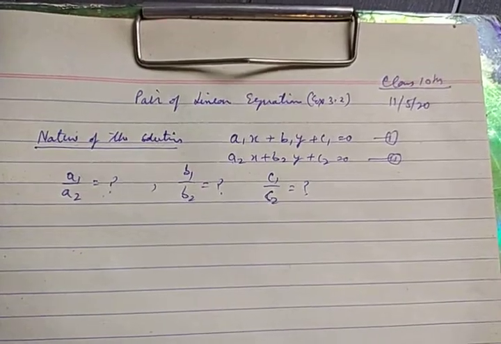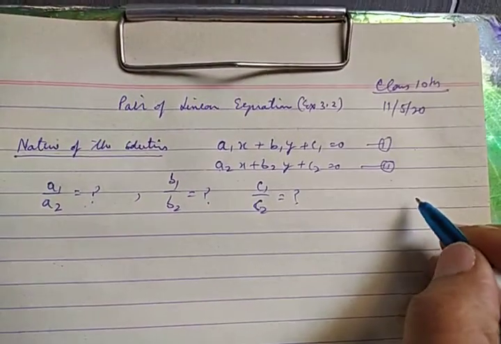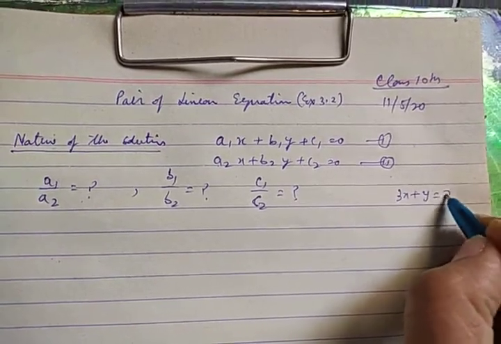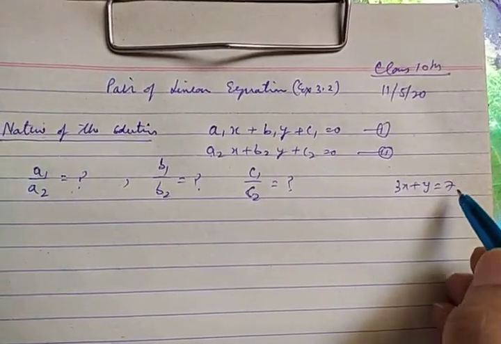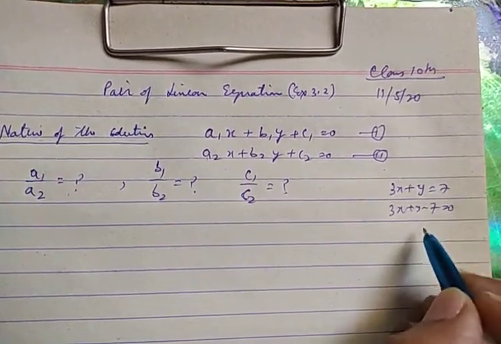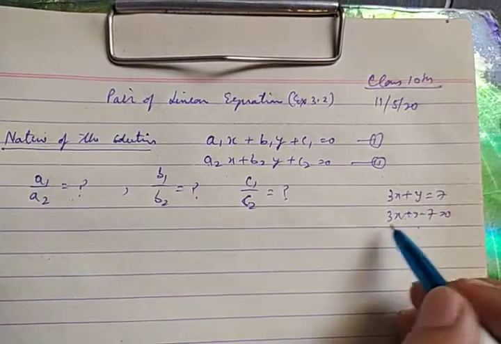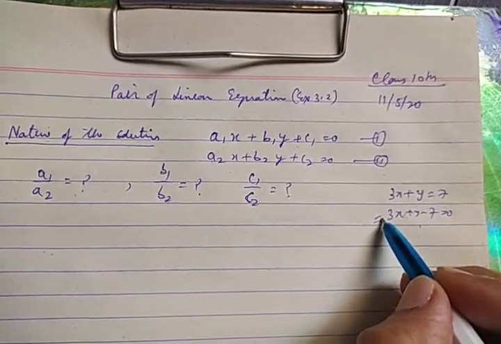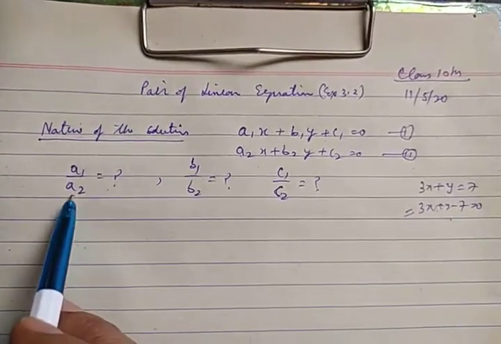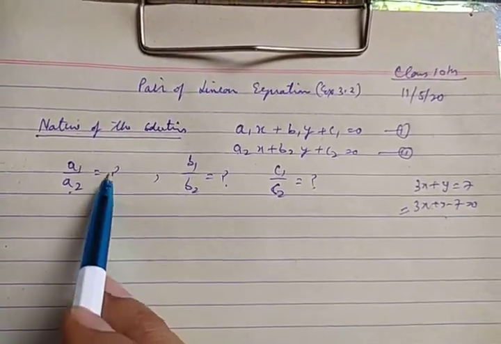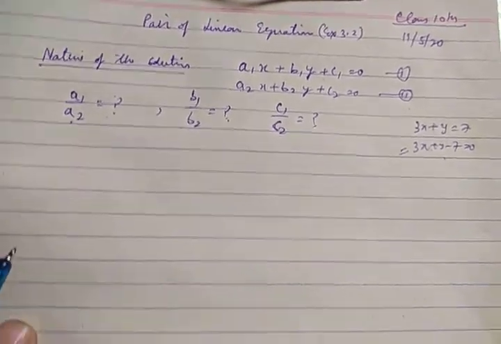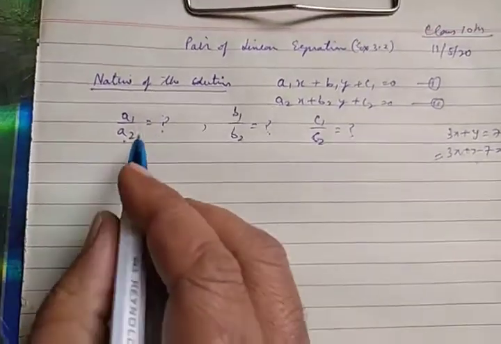Suppose the equation is sometimes given like this, 3x plus y is equal to 7. Now you have to shift this 7 to this side: 3x plus y minus 7 is equal to 0. This is the proper format. First convert the equation into this format if it is not given, then obtain these quantities. When you calculate the three quantities, there would be some numerical values. Then you have to check three conditions.